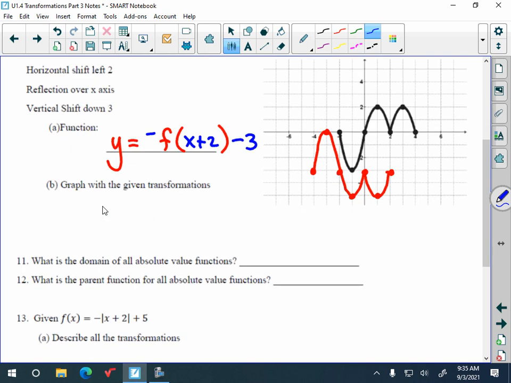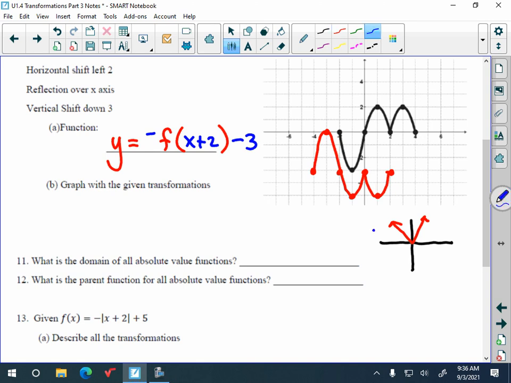All right, number 11, what's the domain of all absolute value functions? Yes. Perfect. Okay. So this is why it's important to understand what the shapes look like. That's an absolute value function. Its domain, if we go left to right, will be negative infinity to positive infinity.